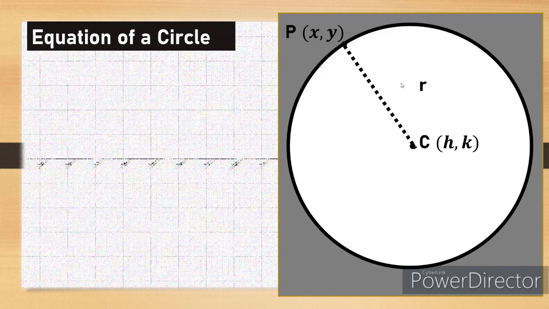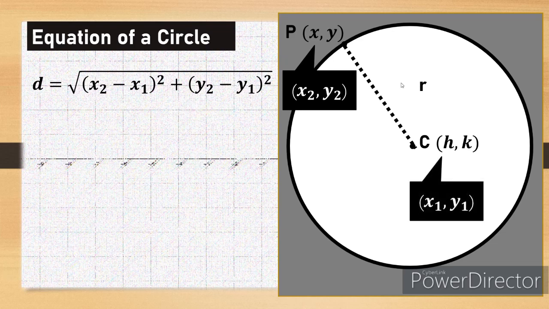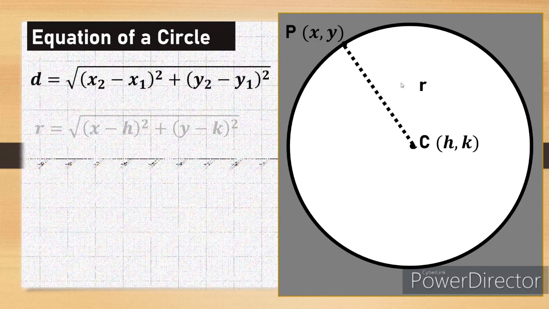Okay, so we can find the equation of the circle by using the distance formula. So we have this, the distance formula is equal to the square root of quantity x sub 2 minus x sub 1 squared plus quantity y sub 2 minus y sub 1 squared. So in this illustration, let point P, (x, y), be our x sub 2 and y sub 2, and our h and k be our x sub 1 and y sub 1. So by substitution, we have, the distance is also pertaining to the radius natin.